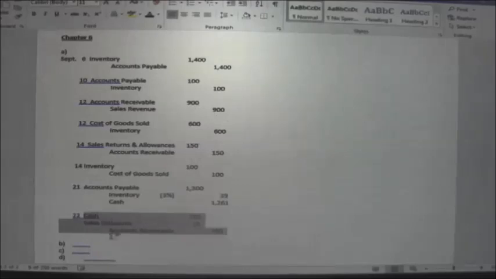Now it's just knowing the journal entry. Every time we give a sales discount, there'll be a debit for sales discount. You have to make sure you remember that for sales.